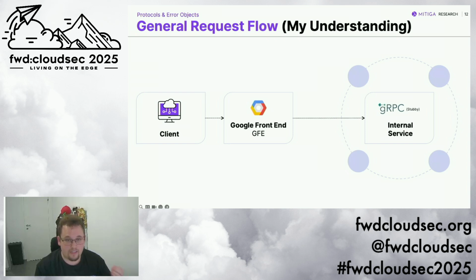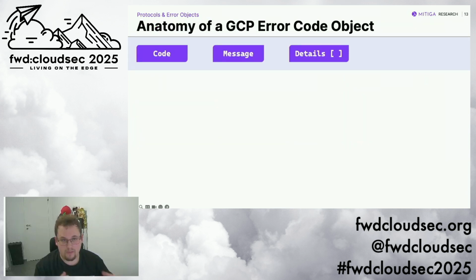So now that we understand gRPC's connection, let's see how we define an error code in GCP. An error code in GCP has three sections. We have the code, the message, and the details. The code is a canonical number, right? Usually 0 to 16. And it will tell us like 0 okay, 5 not found, 7 permission denied, etc.